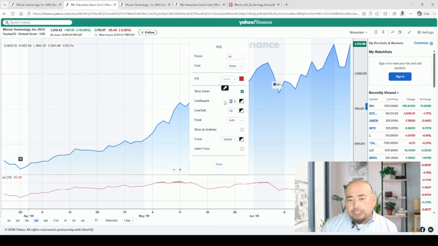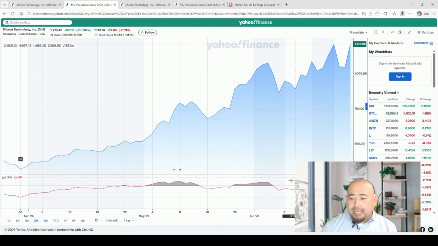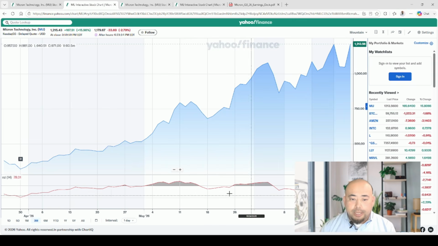Overbought, they allow us to change this. I'm going to change this over to 70. So if it goes over 70, that means it's overbought, and then of course oversold at 30. So here we've got 70, 30. All I've got to do now is click done, and then it's dropped down here for me. Now, as you can tell, we're at about 64 right now for the RSI 14-day.